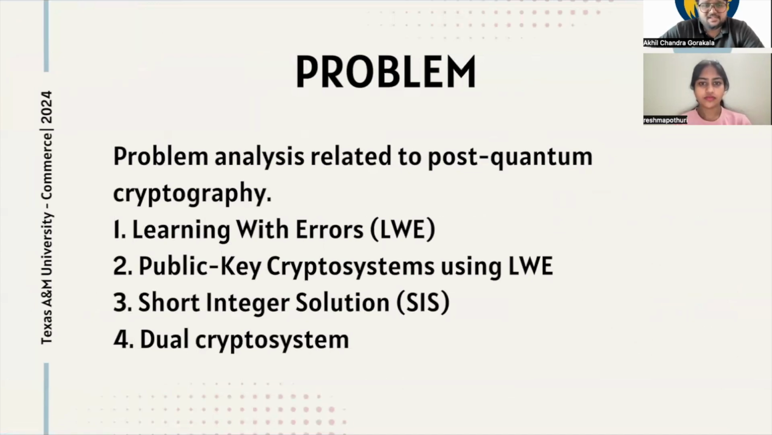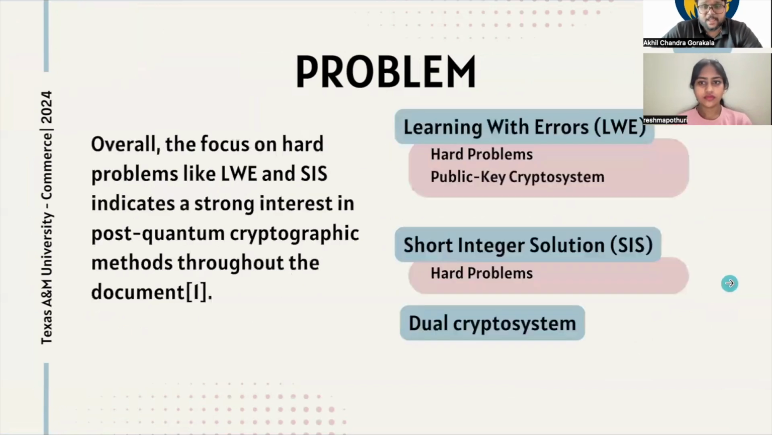Coming to the next slide, which covers the problems and the problem analysis we have done related to post-quantum cryptography. Here we have four subtopics: learning with errors, the public key cryptosystem using learning with errors, short integer solutions, also known as SIS, and finally the dual cryptosystem. From these four problems, we are going to discuss mainly LWE and SIS, that is, learning with errors and short integer solutions, and the dual cryptosystem.